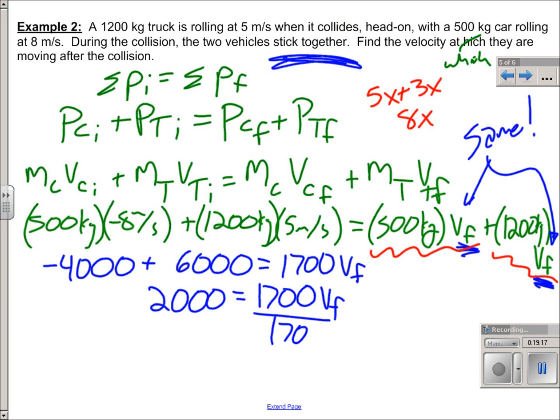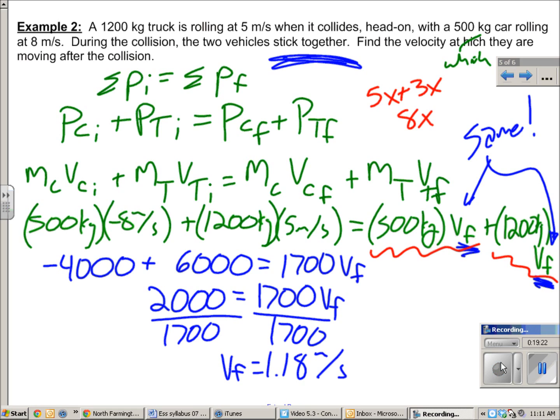Divide both sides by 1,700. And your VF is whatever that divides out to, and it gives you 1.18 meters per second. All right, so there you go. We will talk more about the concepts of this when I see you in class next.